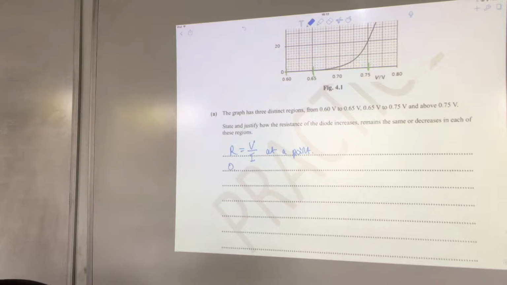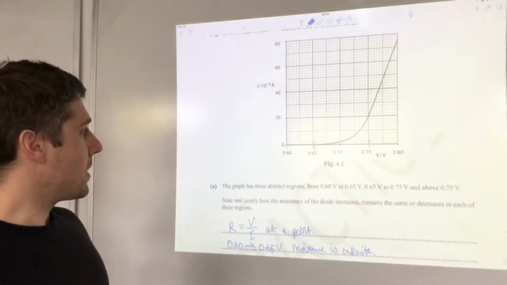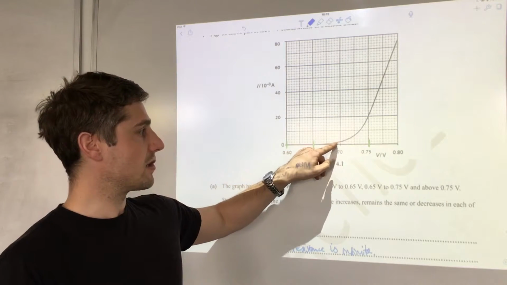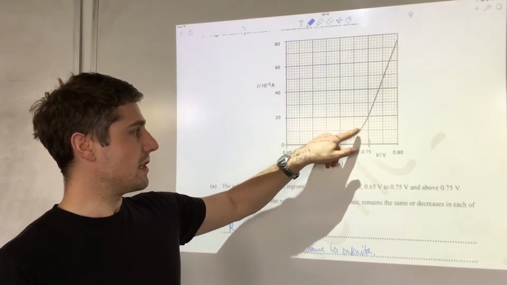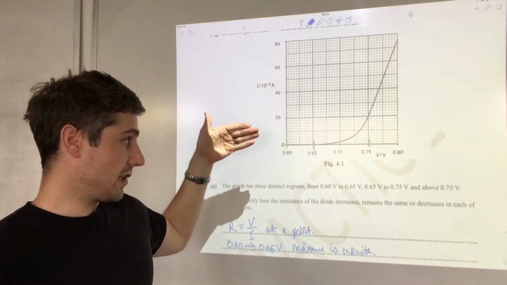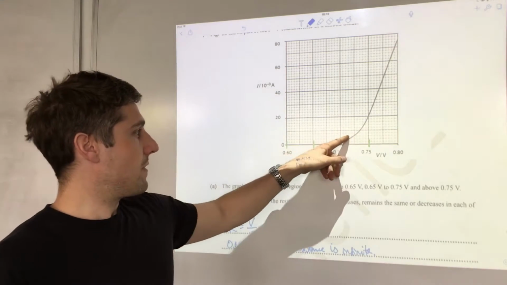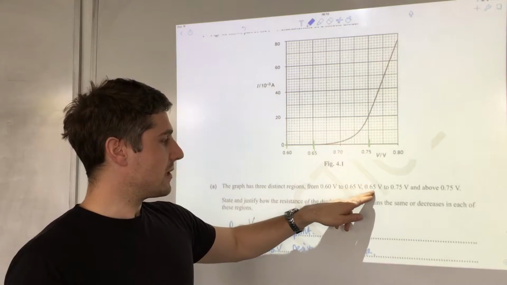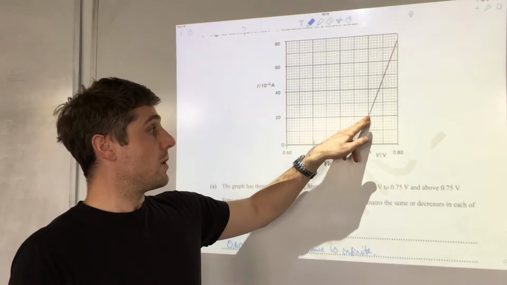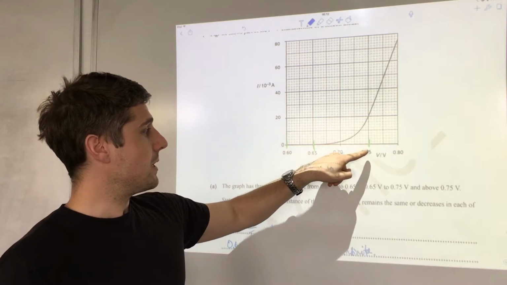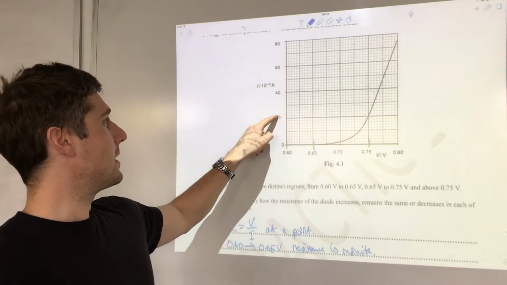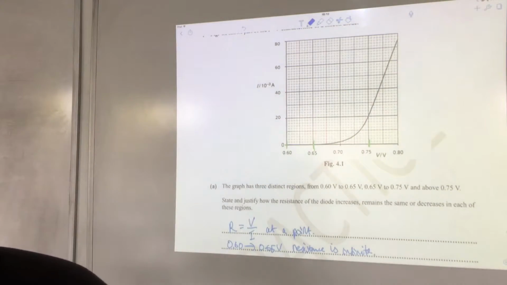So from 0.6 to 0.65 volts, resistance is infinite. Then we can note that the resistance starts to drop because if you work out the resistance at these points, they are not infinite. So the resistance has dropped or decreased to whatever the values are here. Because we're going from 0.65 to 0.75, we can take the resistance of this point here, which would be 0.75 divided by 20 times 10 to the minus 3.